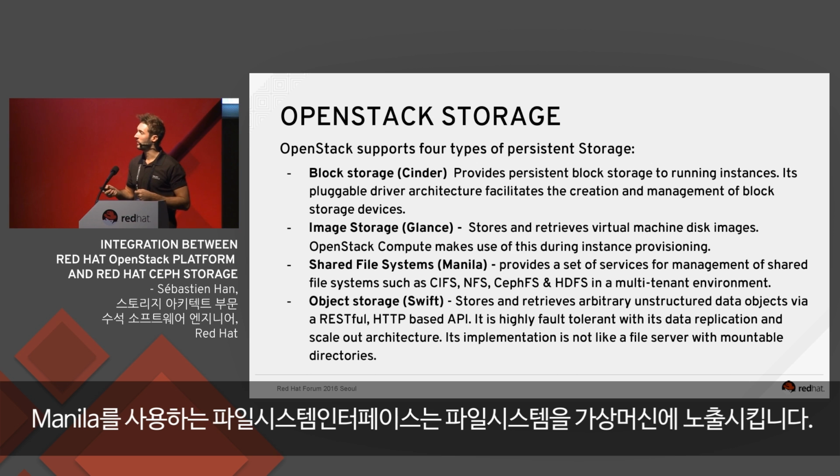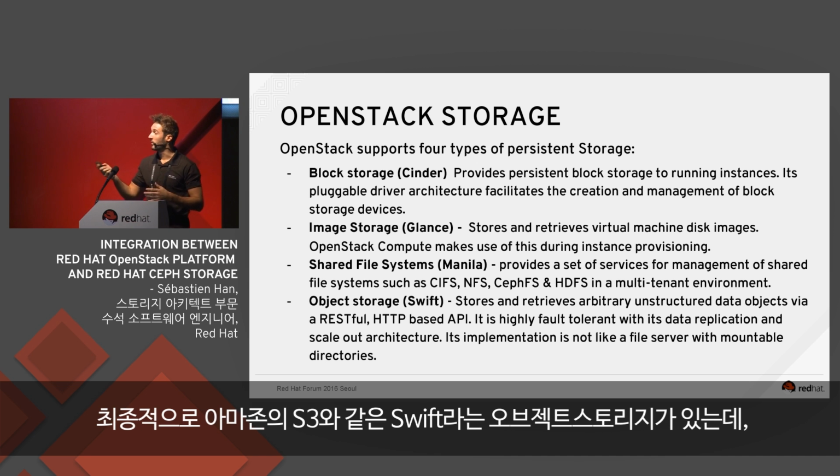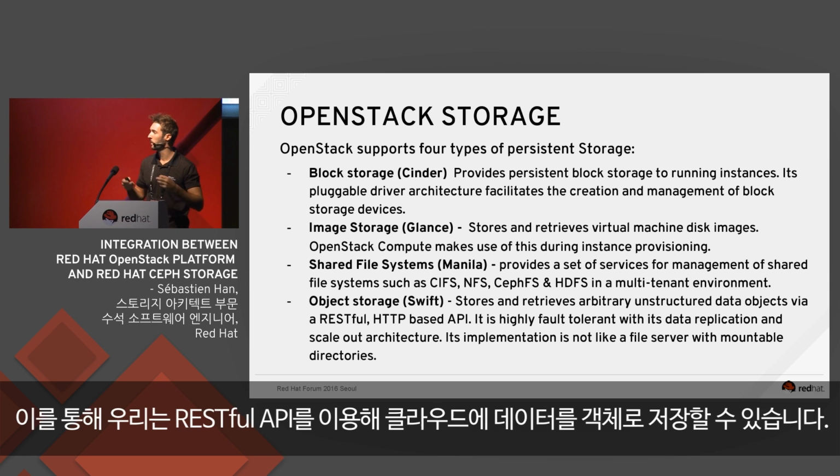We have a file system interface with Manila, which allows us to expose file system services onto virtual machines. And finally, we have the object store with Swift, once again the equivalent of Amazon S3, which allows us to store data as objects in the cloud with a RESTful API.